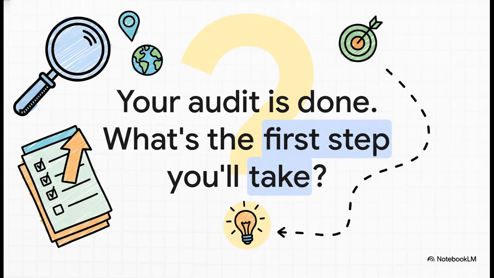And that's a wrap. You've basically done the audit just by watching this. You have the action plan sitting right in front of you. The only thing left to do is to actually do it. So, I'll leave you with one final question. Looking at that list of quick wins, what's the very first step you're going to take?